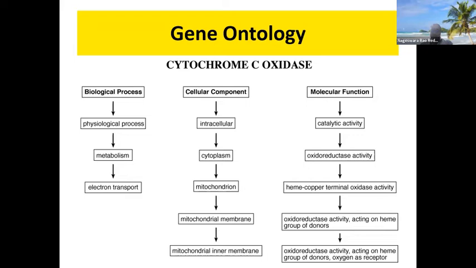Then what is it doing? So oxidase activity, dividing that into two parts: oxidase activity and acting on heme, a group of donors. So heme is there and oxidase activity is performed around that heme. Now how is it doing? You can see here, coming down, oxidase activity is performed acting on heme, a group of donors, and oxygen as the receptor. So oxygen is the receptor acting on a group of donors, and oxidase activity.